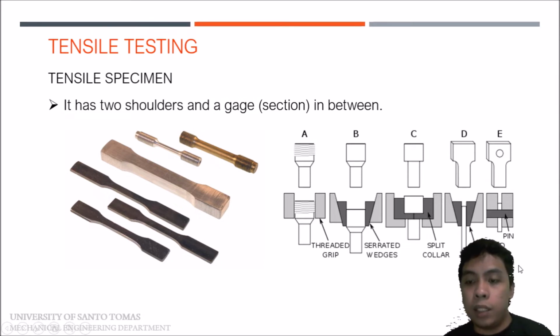The disadvantage of the pin type is that meron kang shear force between those pins. No? As long as dapat mas mataas yung shear strength ng pin kaysa dun sa tensile force. Kasi baka mangyari, mas madaling masira si pin, no? Kaysa dun sa mismong material natin.